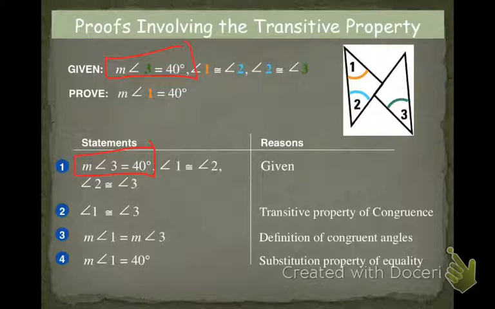Knowing the measurement of angle 3 is 40 degrees, up here in the given, knowing that, we can substitute that 40 degrees right here for the measurement of angle 3. That's also a version of the transitive property, where we see the measurement of angle 1, this statement here, and in the given statement here, we can apply the transitive property or the substitution property of equality to reach the statement we were trying to prove.